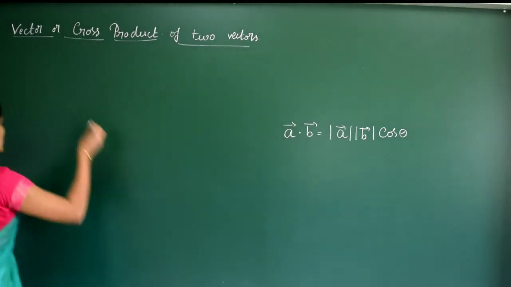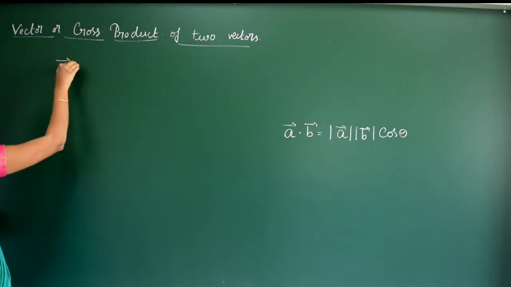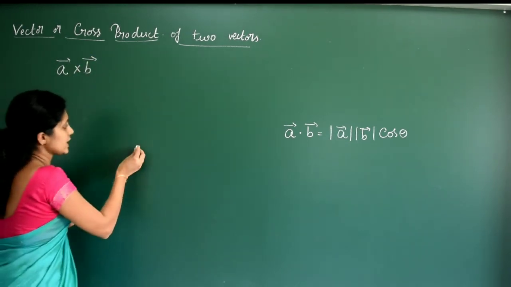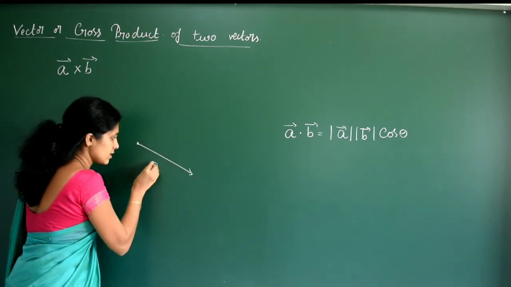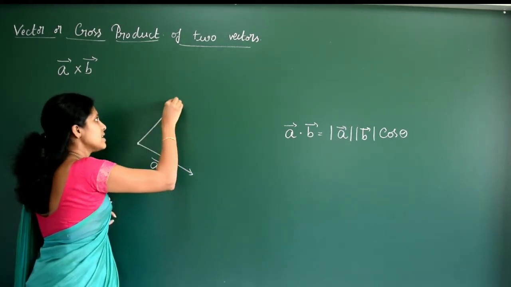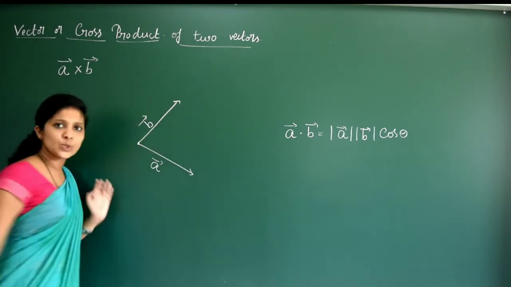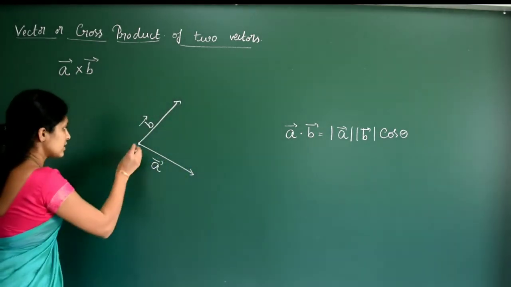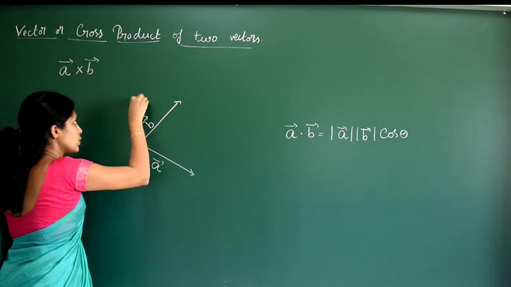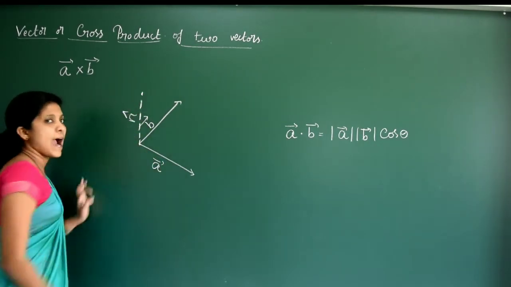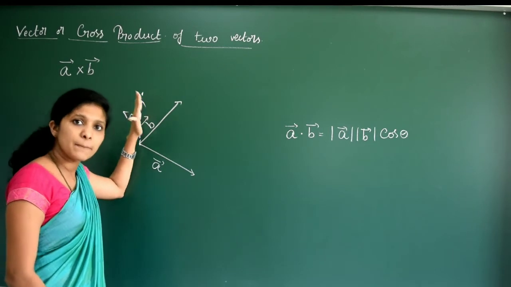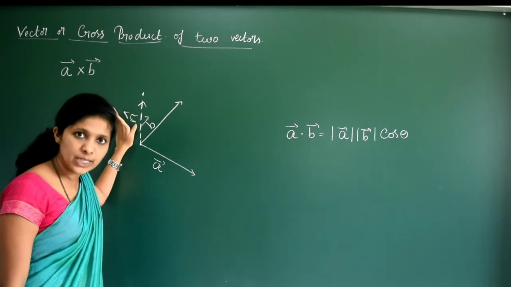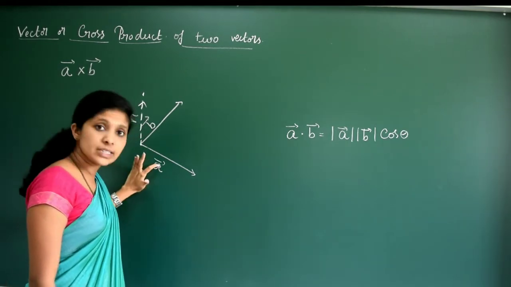Similarly, we can define the cross product. It is defined as a vector cross b vector, or we can call this a vector product. So for this we need two vectors. Let me consider this is one vector a vector, and this is the second vector b vector. To define a cross product of two vectors, there should exist one unit vector. We will consider the unit vector as n cap, and this unit vector is perpendicular to both a vector and b vector. Is it clear?